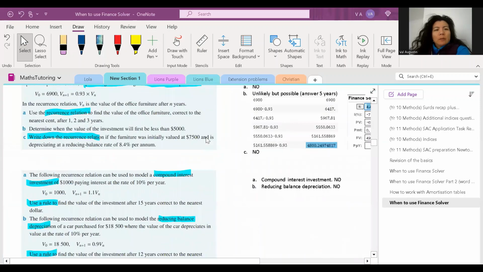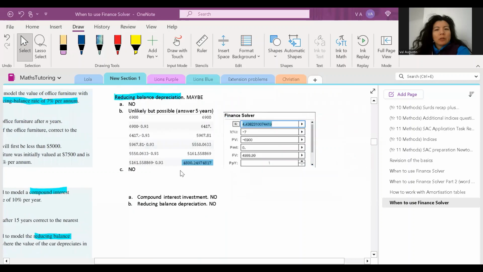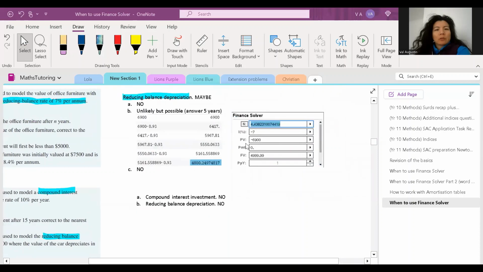Okay, for this one, similar question again, so I'll just keep going. I'll just show you what the 2 possible solutions would be. 1, 2, 3, 4. The 5th year is less than 5,000, and 4 years gives you 4,999.99.